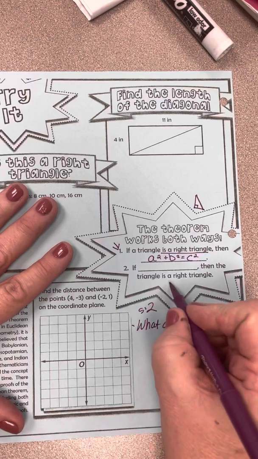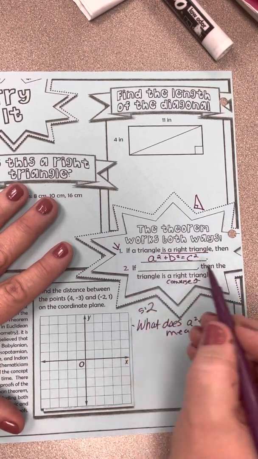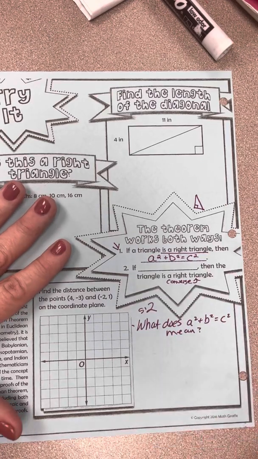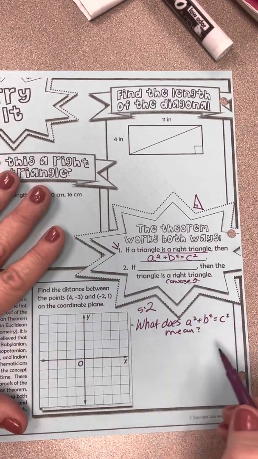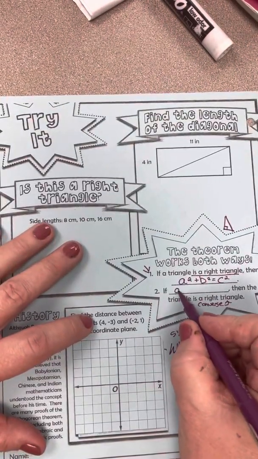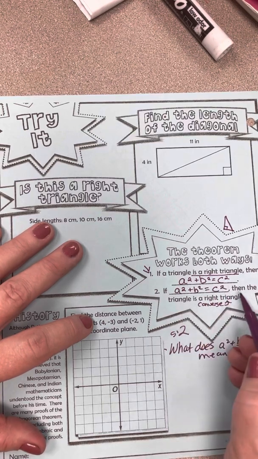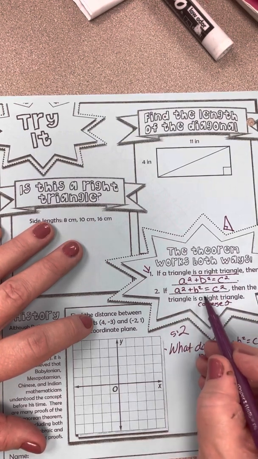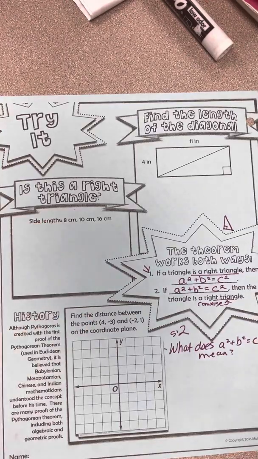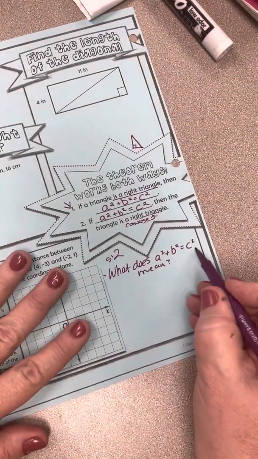The converse, I'm going to put it on here, converse to that is, well, if I have a triangle, I don't know if it's a right angle, but I have the 3 different measurements. If a squared plus b squared equals c squared, then I can say it is a right triangle. Okay, so there's 2 ways it works. So what does this mean?